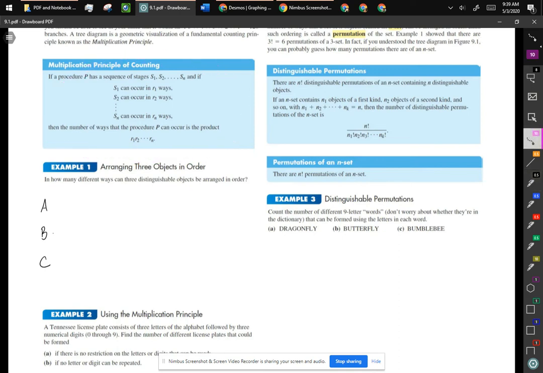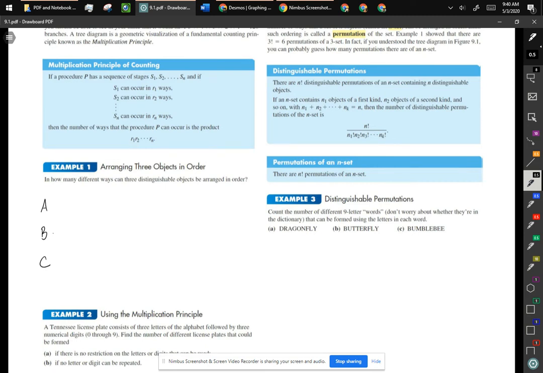Pretty easy. Some of these can be a little bit more interesting in terms of the questions. So let's do example 1. In how many different ways can 3 distinguishable objects be arranged in order? In this case, I'm going to highlight the idea of order, and that order matters. So I'm just labeling my objects A, B, C. Maybe you label them 1, 2, 3. It doesn't really matter.